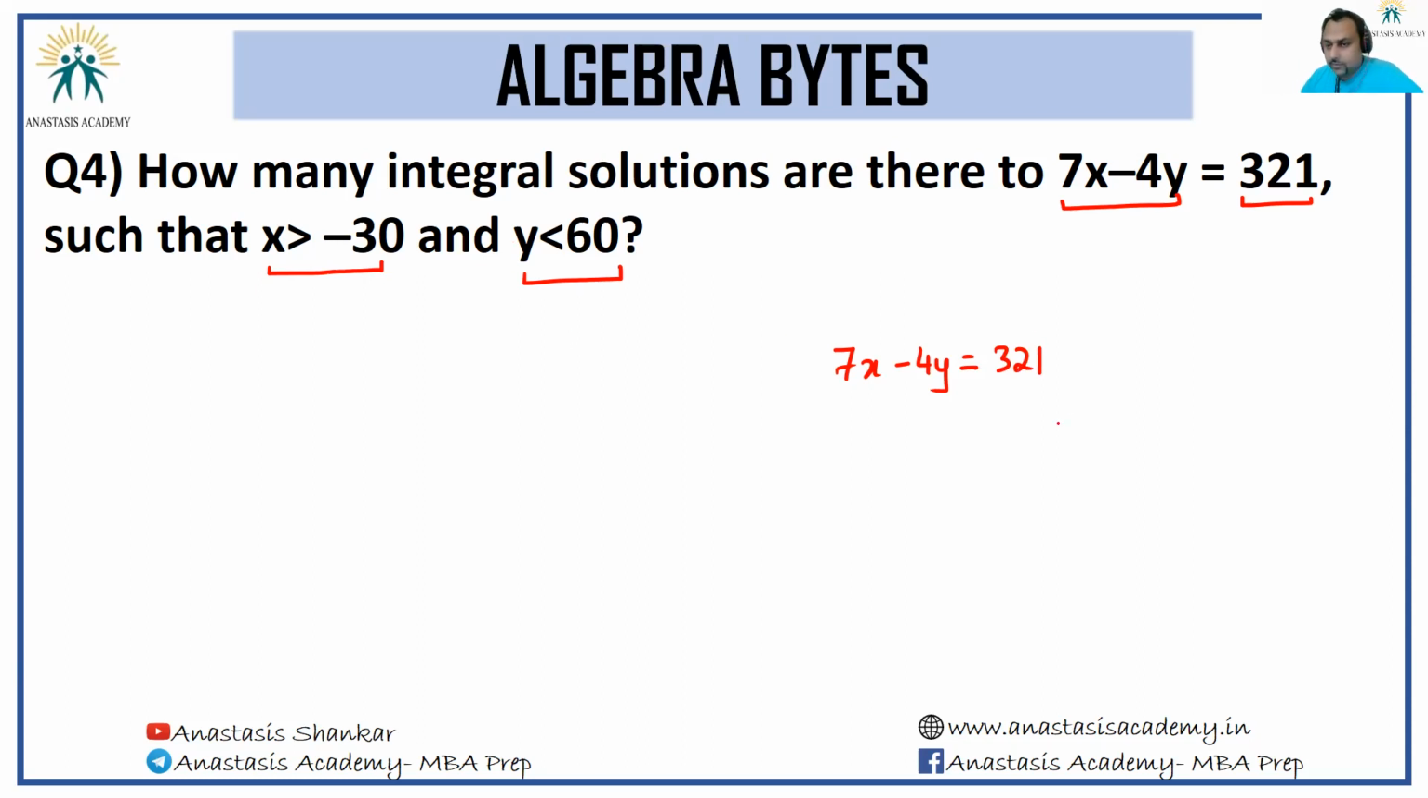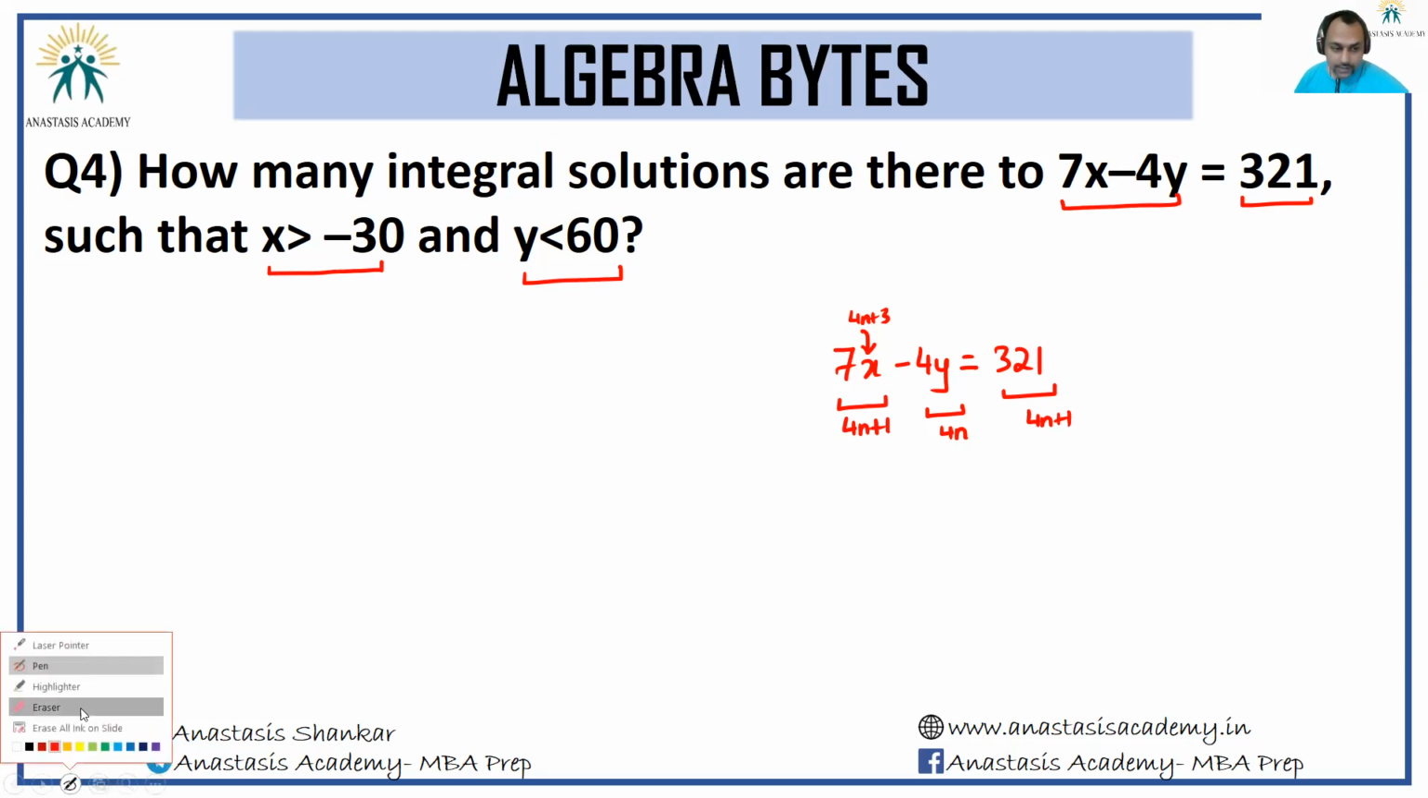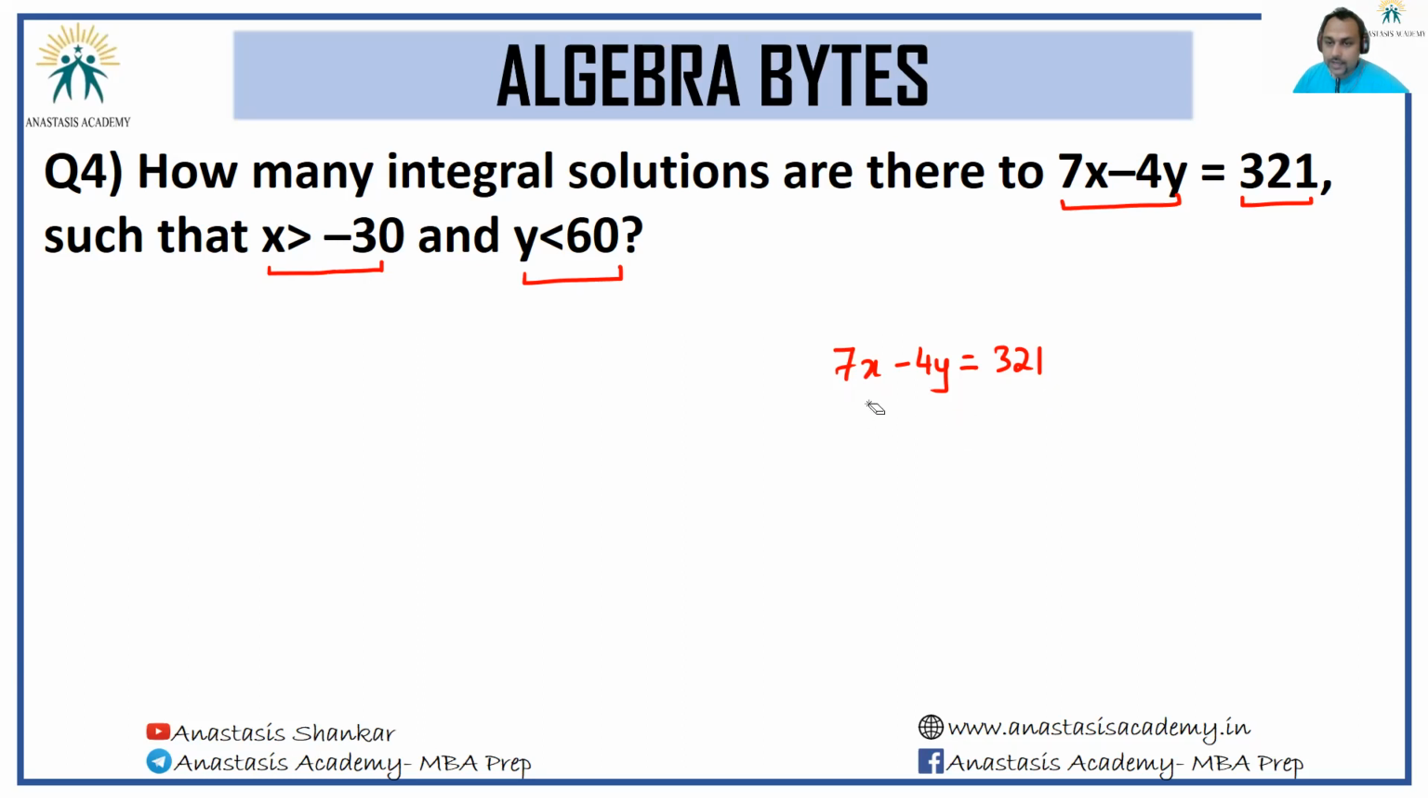Because what I see is this is a 4n plus 1 kind of number. This is a 4n kind of number. So this has to necessarily be a 4n plus 1 kind of number. So x has to be a 4n plus 3 kind of number. If x has to be a 4n plus 3 kind of number, given the limit for x, that it is greater than minus 30, the first acceptable value of x can easily be identified.